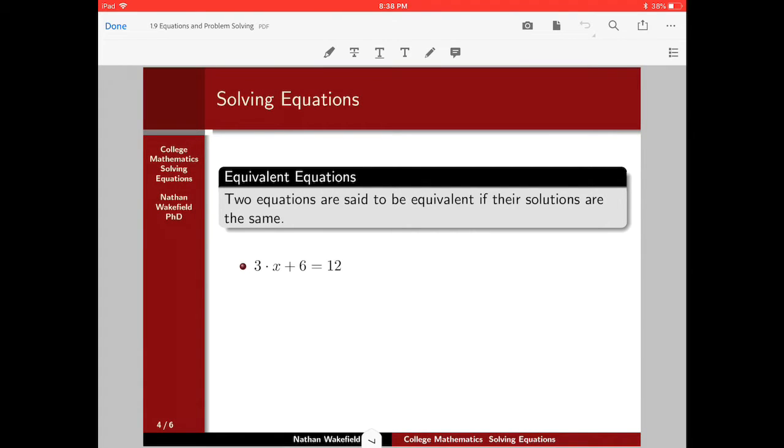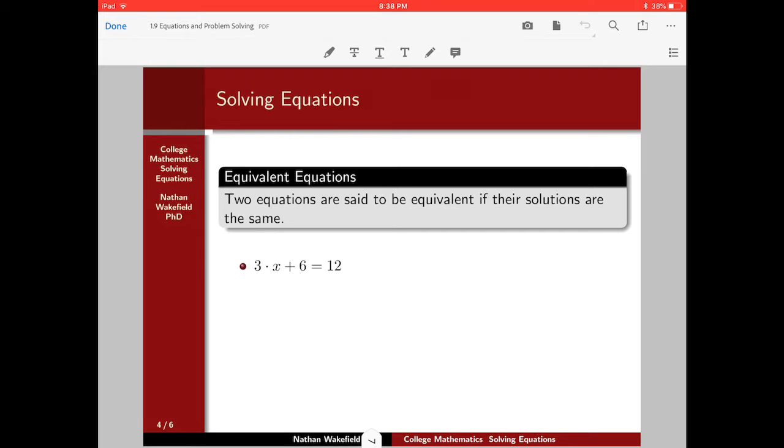So what is the mathematical process behind the algebra going on here? What's really going on is we have what are called equivalent equations. We say that two equations are equivalent if their solutions are the same. And equivalent equations give us the ability to solve these sorts of equations. So we want two equations whose solutions are the same.